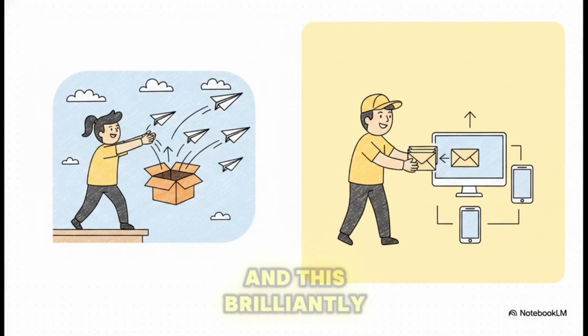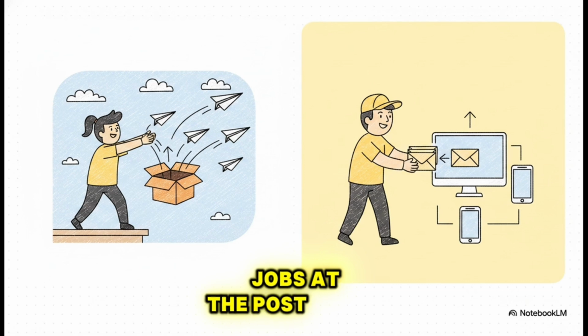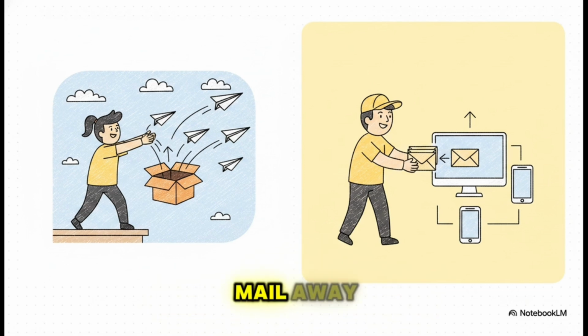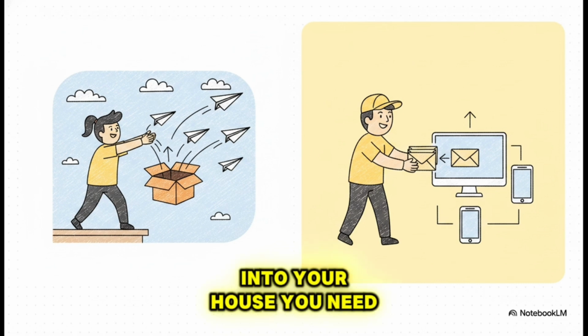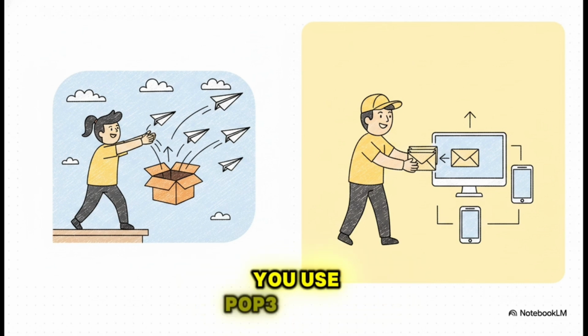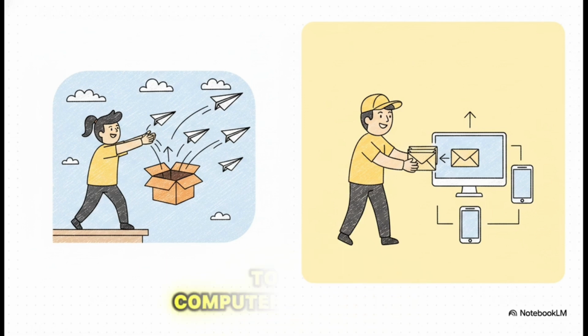And this brilliantly illustrates how we have different jobs at the post office. First up is SMTP. This is the helper that pushes your mail away. When you hit send on a message, SMTP routes your email out into the world. But to get new mail into your house, you need different helpers. You use POP3 or IMAP. They act like your personal mail carriers. POP3 grabs the mail and brings it down to your computer.